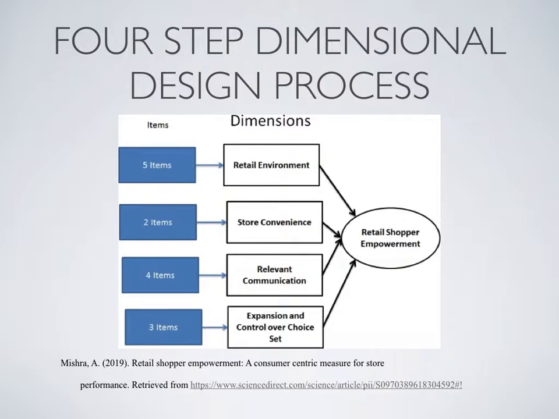Here we have the four-step dimensional design process image. As you can see, we have the items, the dimensions, and then in the circle that's connected with everything, it's the retail shopper empowerment. So under items where it says 5 items, we have retail environment. 2 items is store convenience. 4 items is relevant communication. 3 items, expansion and control over choice set.